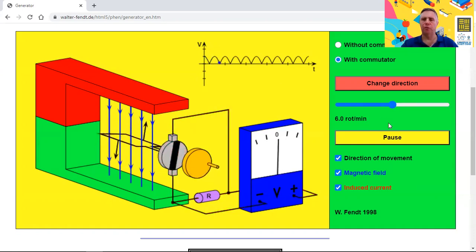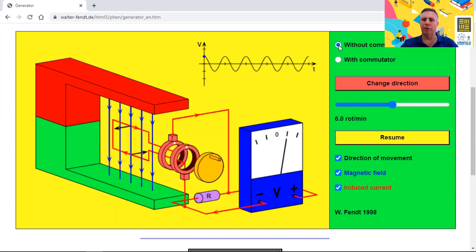Let's pause this. This is a DC generator. And now we're going to change it into an AC generator by taking away the commutator. Now we have slip rings. What that means is this top wire is always attached to one side of the coil. So as the direction of the current changes in that side of the coil, you'll see the direction of the current in this wire changes, and therefore the voltage goes from positive to negative.